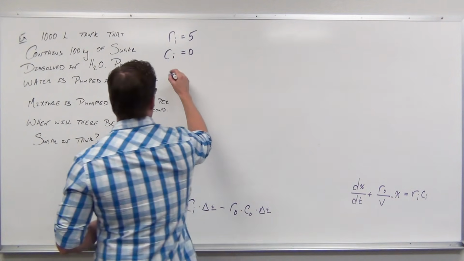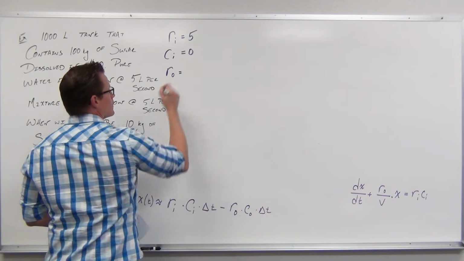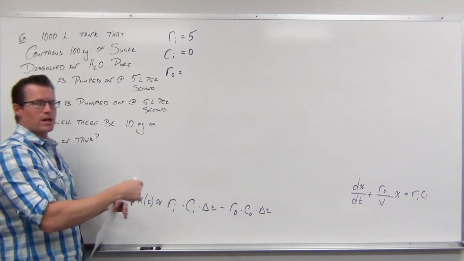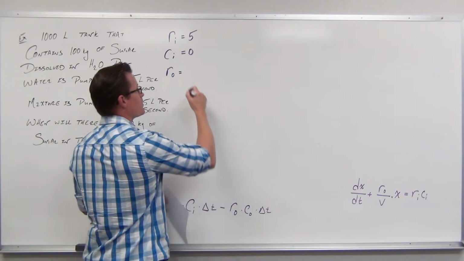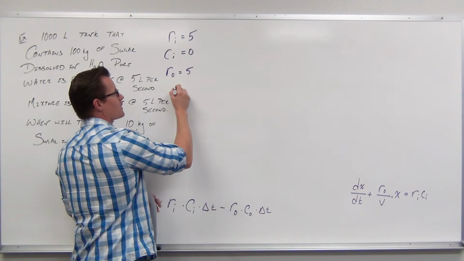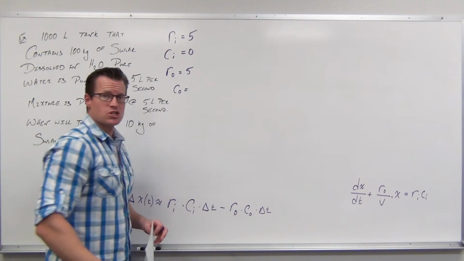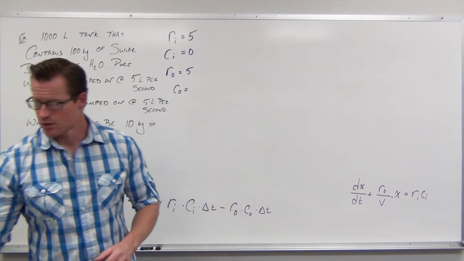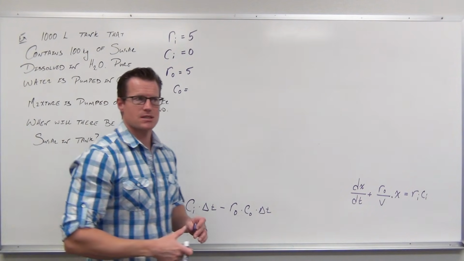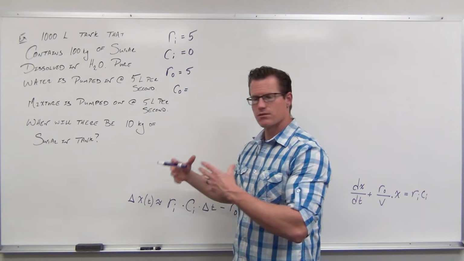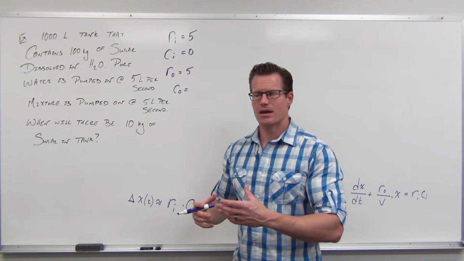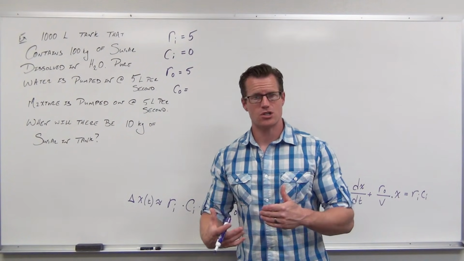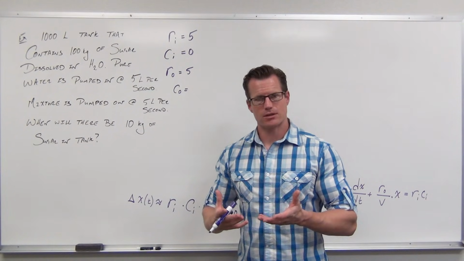How about the rate out? Rate out is also 5, so whatever this mixture is at that moment in time, we're pumping out 5 liters per second. Concentration out, we don't know what that is. It doesn't say. In fact, that's part of this problem, that the concentration is always changing. So let's think about how that's changing.